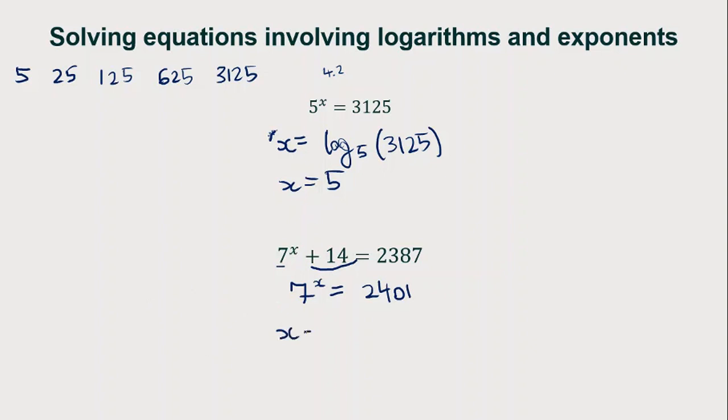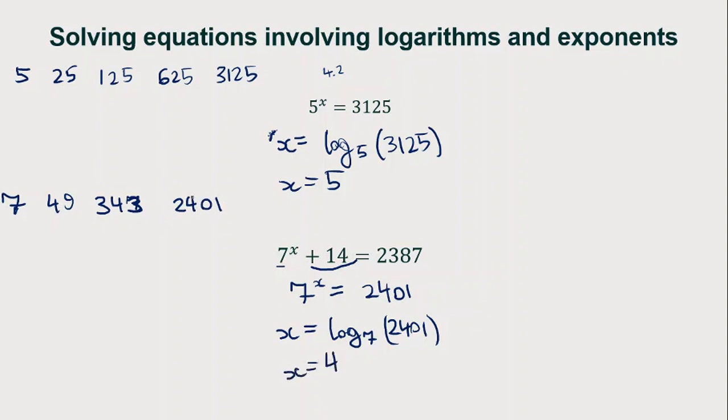So you find the x by taking the logarithm to the base 7, because the base of that exponent is 7, of the big number 2401, and again use your calculator or look for the expansion of 7. So 7 times 7 is 49, times 7 is 343, times another 7 is 2401. So actually the power I'm looking for is 4. So we have 7 to the power of 4 giving me 2401, which is the solution to this equation.